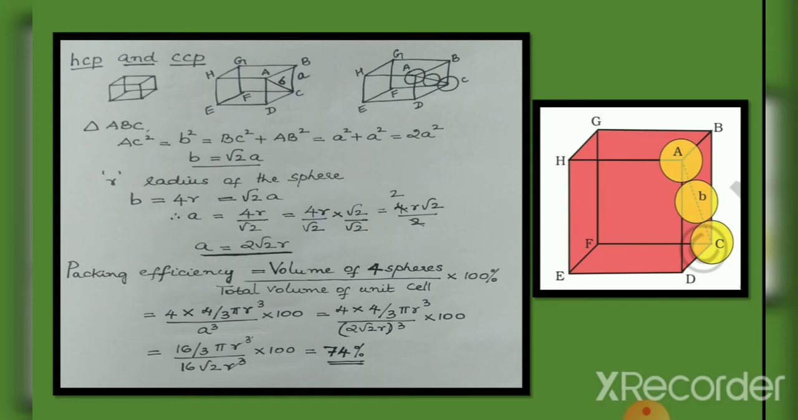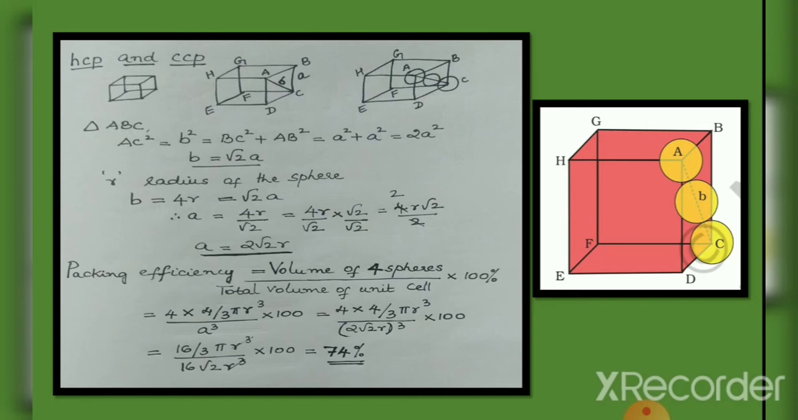Now consider triangle ABC. AC squared is equal to BC squared plus AB squared. b squared is equal to a squared plus a squared, or b squared is equal to 2a squared, or from that we get b is equal to root 2 into a. Next we have to find the relationship between b and the radius r. For that, consider the 3 spheres marked. You can see the diagram. The radius of each sphere is taken as r.